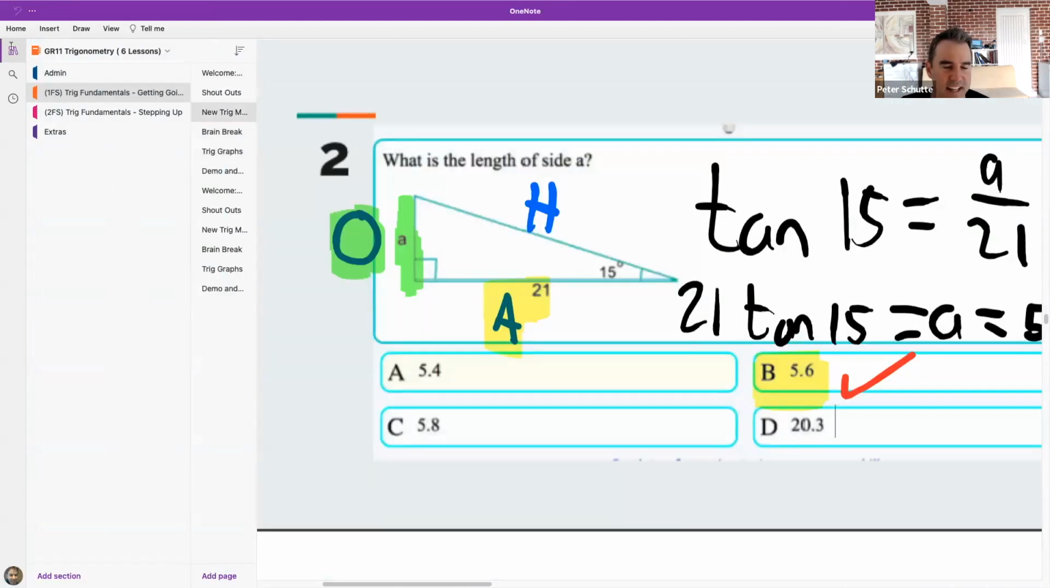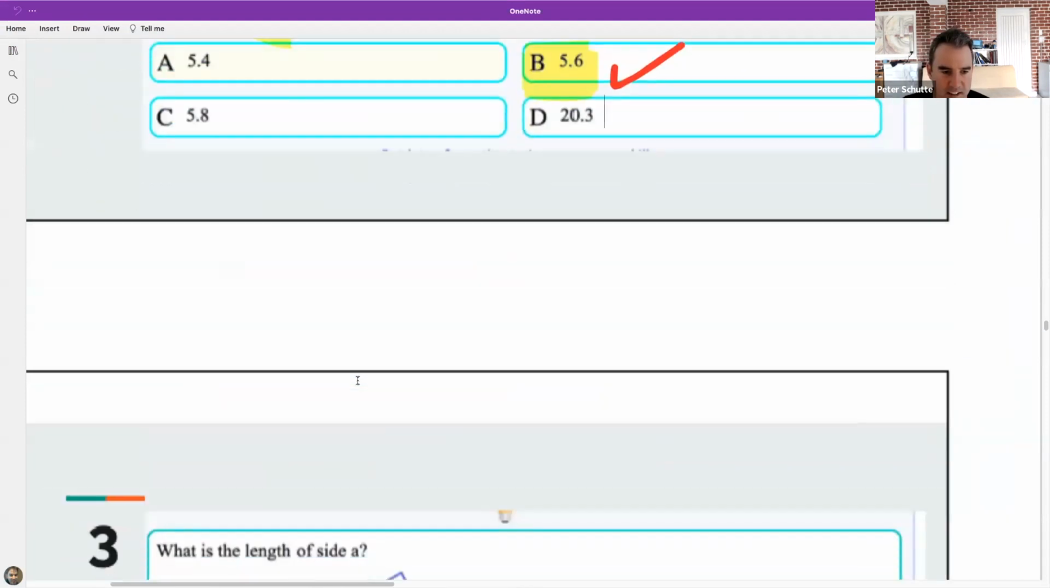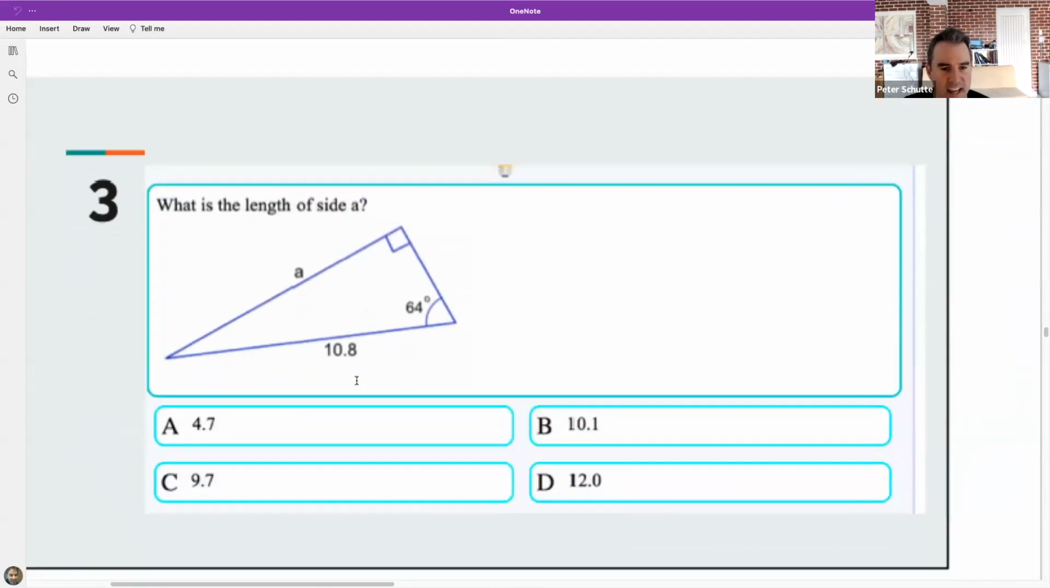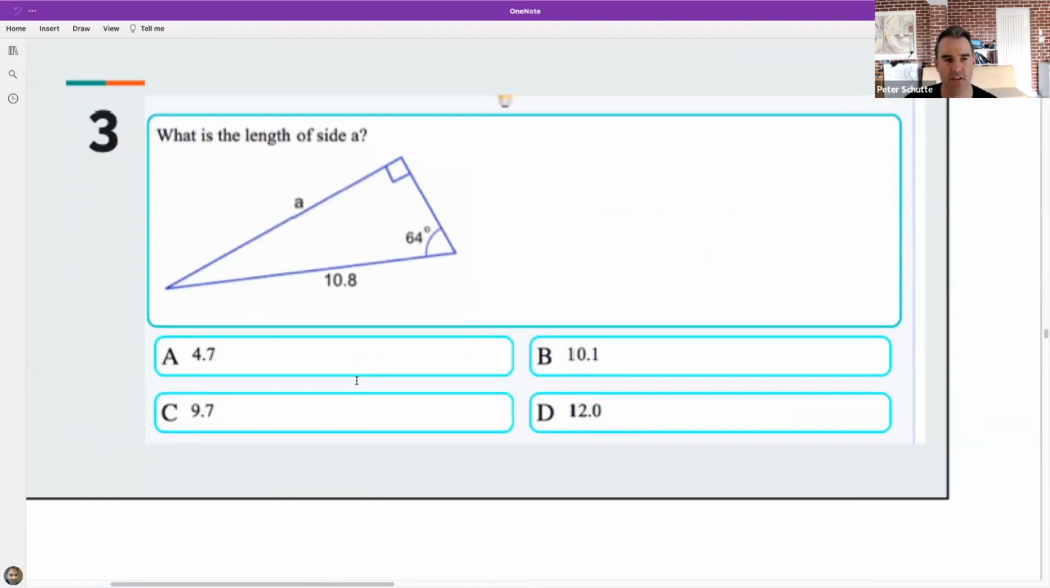Okay, everyone, let's keep rolling. We've been doing so nicely. So what is the length of side A in this question? So using the same idea, what is the length of side A in this question?